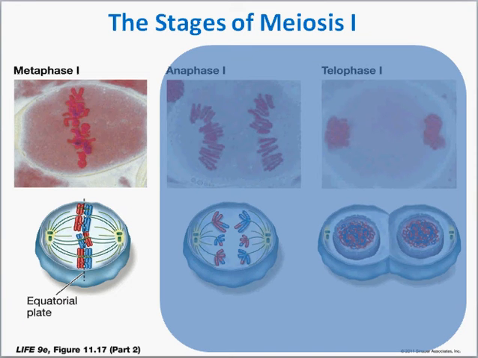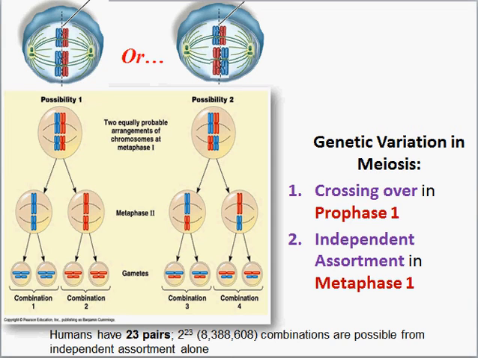The next phase is metaphase I. And metaphase is pretty easy. Stuff aligns at the center of the cell. In this case, since it's meiosis I, homologous pairs of chromosomes align at the center of the cell. Now, here's another important part. Metaphase I is important because when the homologous pairs align at the center of the cell, they can do so in any order.